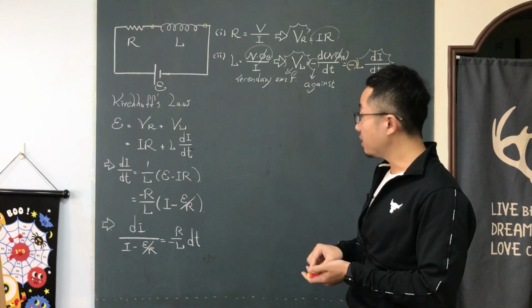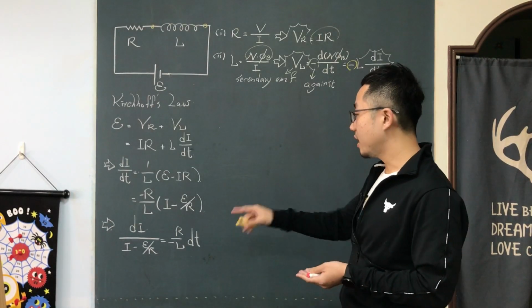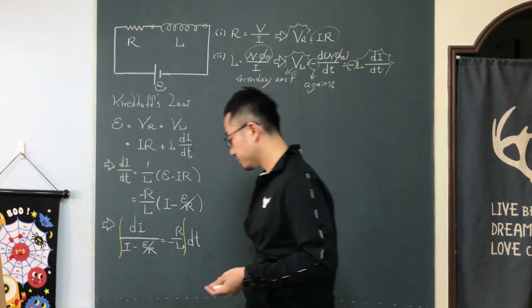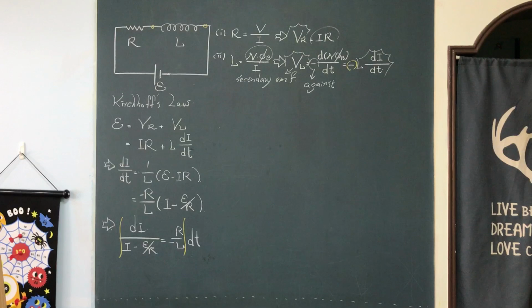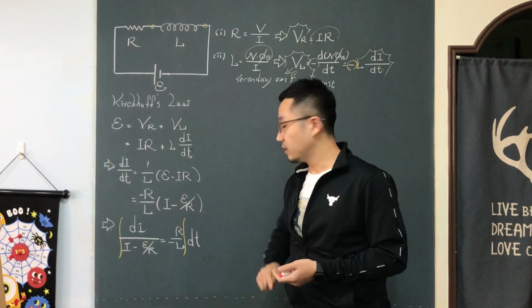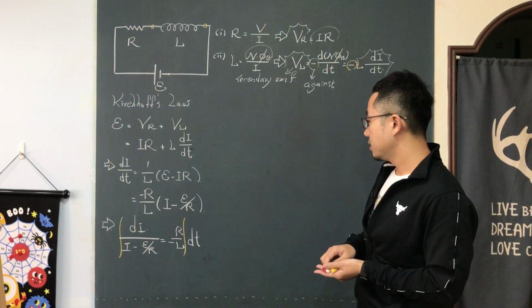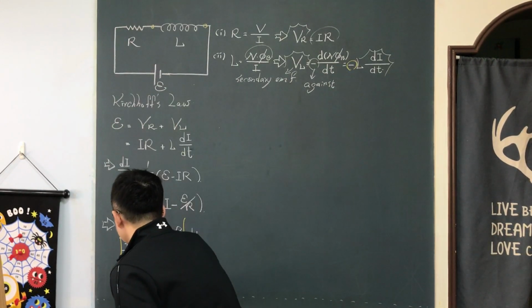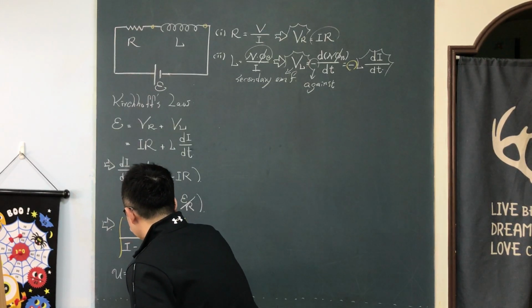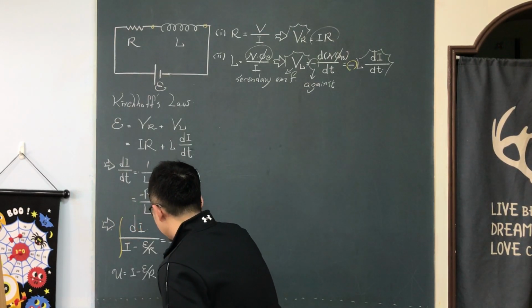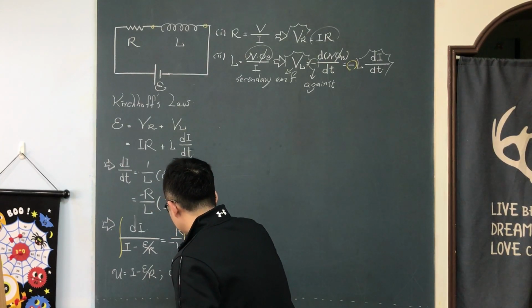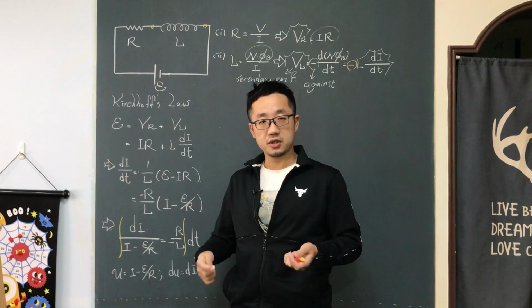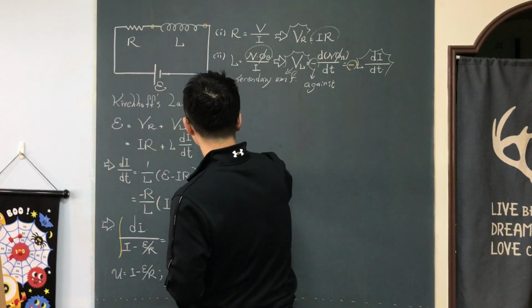Now it looks like we are ready to integrate this term, the left hand side and the right hand side. We are ready to integrate it. So we can use the u substitution right here. Look at this term. You can let u be equal to I minus E over R. In this way, du is equal to di. So integrating this term corresponds to integrating du by u, which is the natural log. So let's keep going.